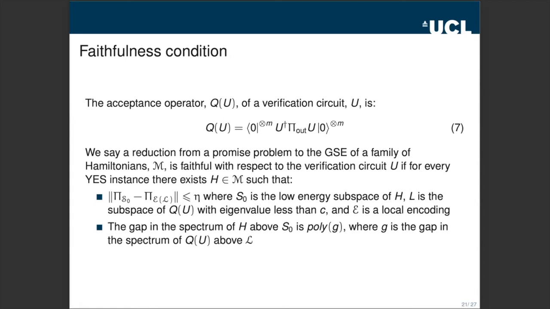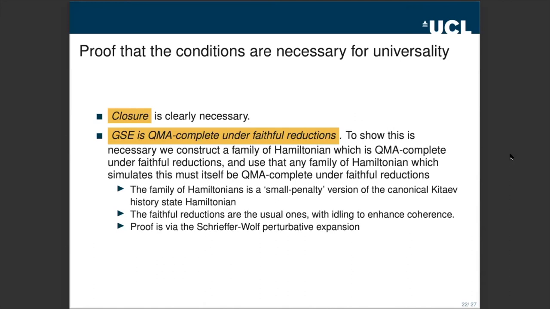Okay, so with that slightly more detailed definition in mind, we can go on to prove our general conditions for universality. First of all, we're going to prove that the conditions are necessary for universality. So closure is clearly necessary. Just as a reminder, closure says that for any two Hamiltonians in the model, there is a third Hamiltonian in the model which can simulate a sum of those first two. And that's clearly necessary because a universal model can simulate all Hamiltonians. So in particular, it can simulate a sum of Hamiltonians within the model.